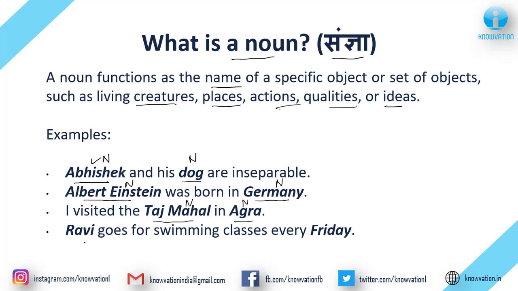Next, Ravi goes for swimming classes every Friday. Alright friends, so Ravi is the name of a person, so he is a noun, and we know that Friday is the name of a day, so it is also a noun. I hope friends this is pretty clear. Noun क्या होता है आपको समझ आया होगा. चलिए अब आगे बढ़ते हैं.